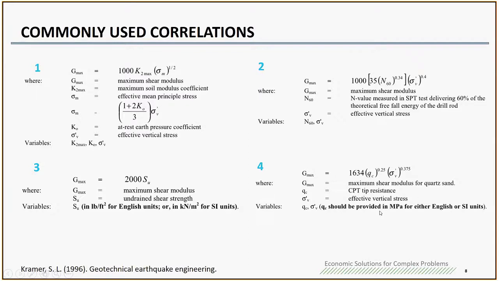The last step is to calculate the maximum shear modulus, Gmax, based on the CPT tip resistance. Once you have the Gmax, using the equation between Gmax and Vs, you can easily calculate the Vs.